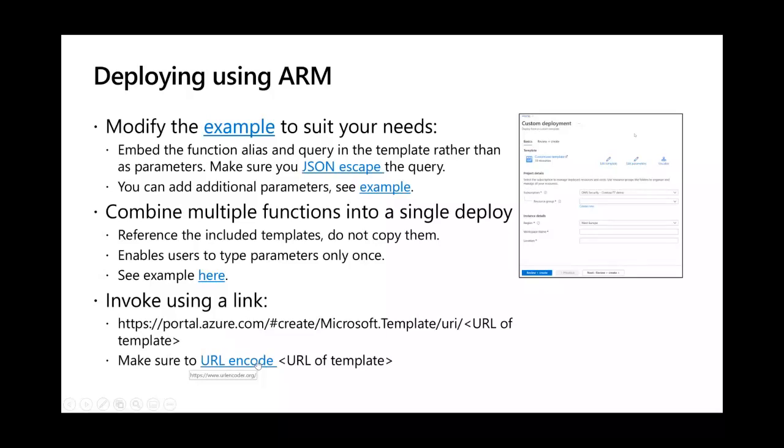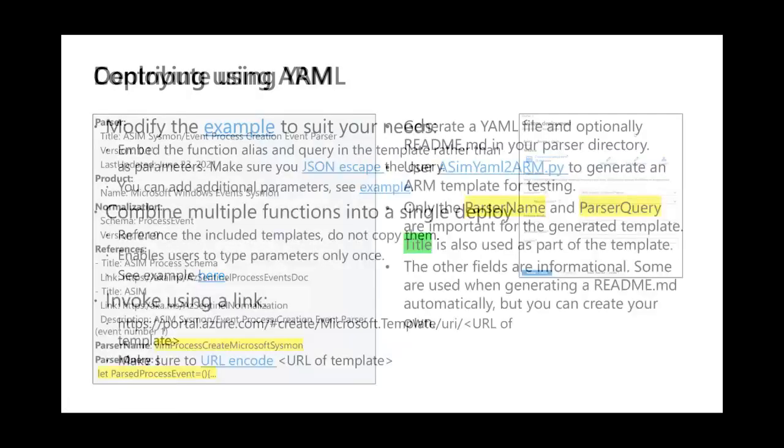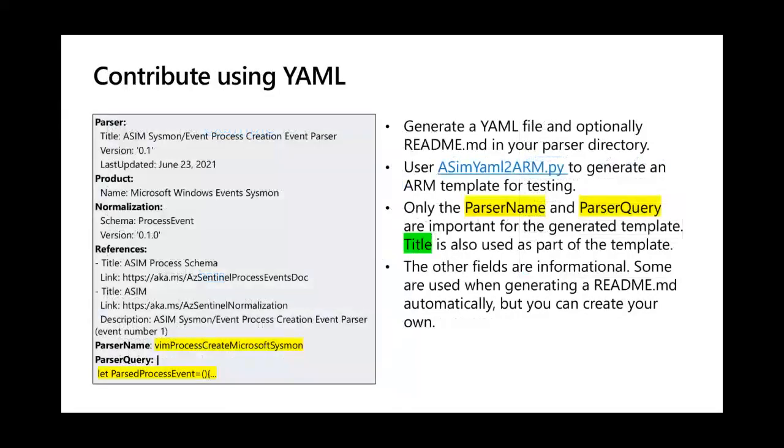One thing to also consider is you can combine multiple parsers into a single deployment. There's an example here in the link. That's the way we do with our Microsoft built ASIM parsers. Now, the last element here, which is important, is that we don't actually write using ARM templates. It's cumbersome. We use YAML. We use this YAML format. You'll see it in the ASIM folders in the parser directory on the GitHub.